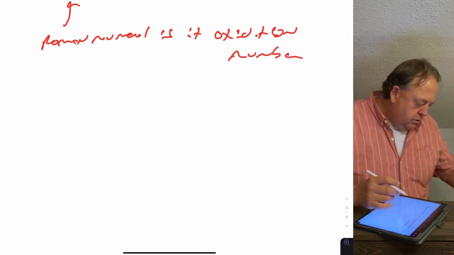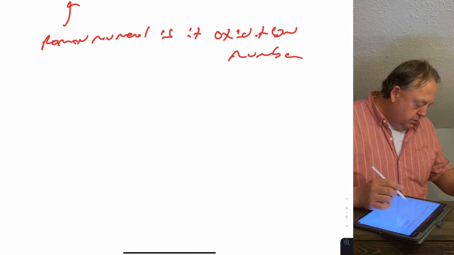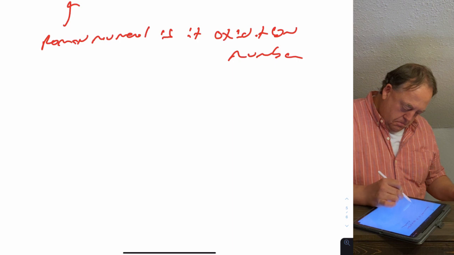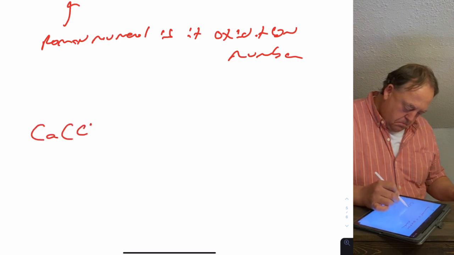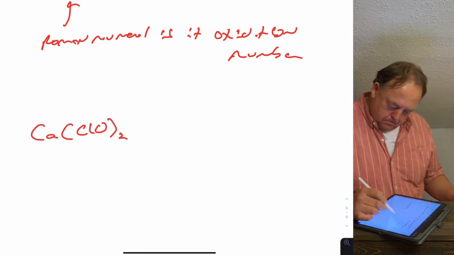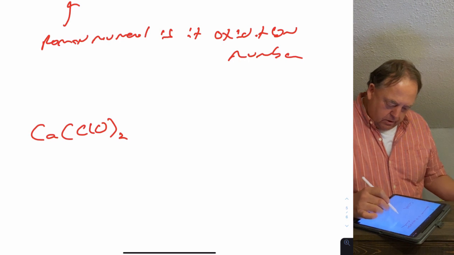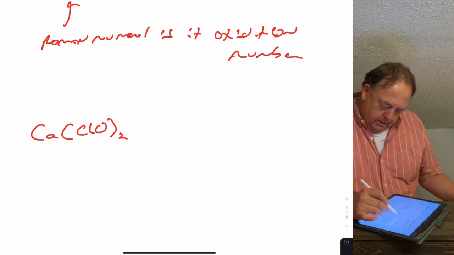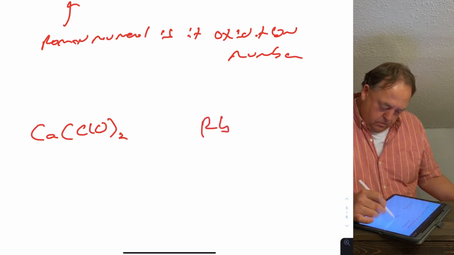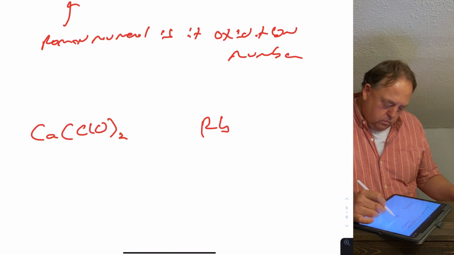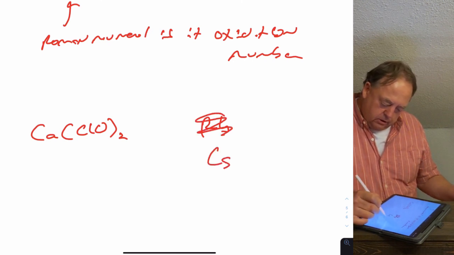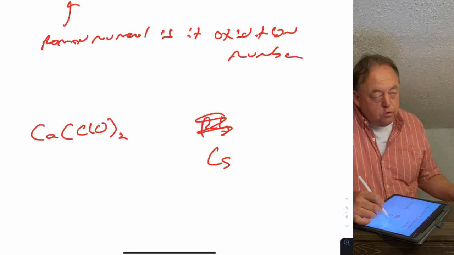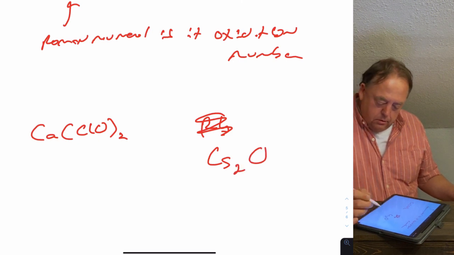Okay, we'll take 2 more examples. Something a little harder, something a little bit easier. What would be an easy one? Let's see. Not that. Cesium oxide.